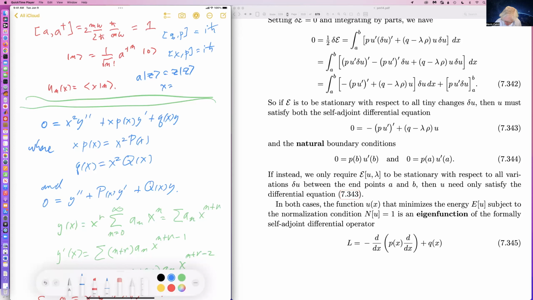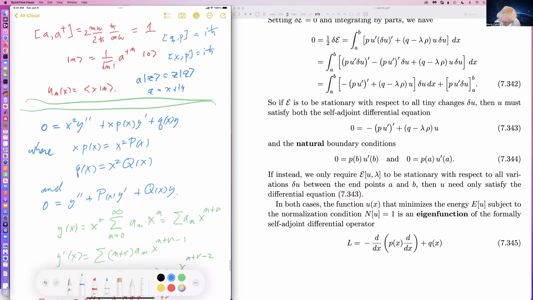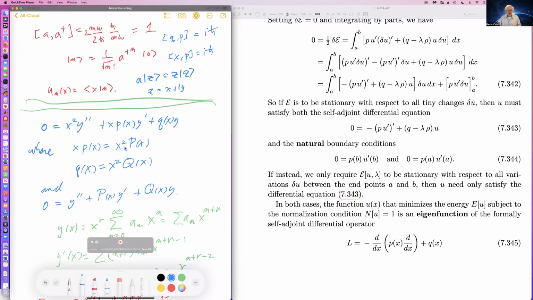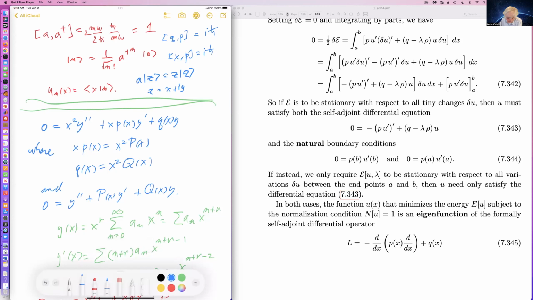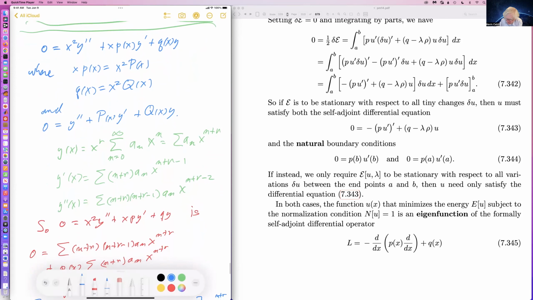Whoops, sorry. Z is just X plus IY. Arbitrary X, arbitrary Y. So let me see. Let me do a little bit of this perhaps, but I don't understand. I'm moving my hand on this, but it's not moving.